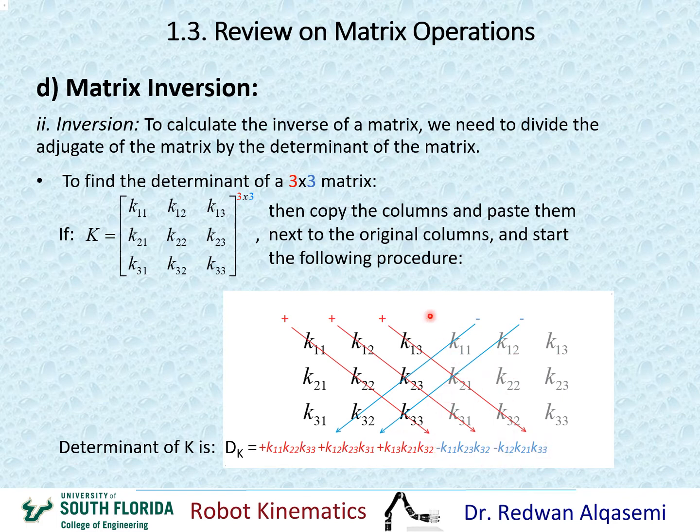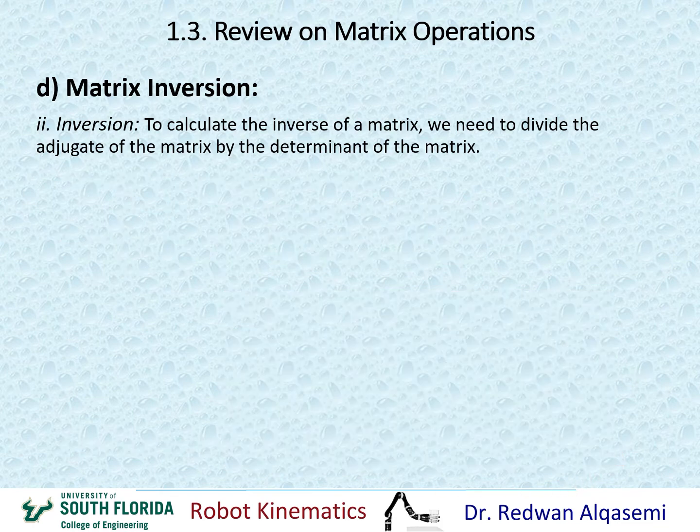They come here. And then for the third off-diagonal elements, again, I can multiply K13 times K22 times K31, and they will have a negative sign, which I will put in here. So that would be the determinant of K for a 3 by 3 matrix.